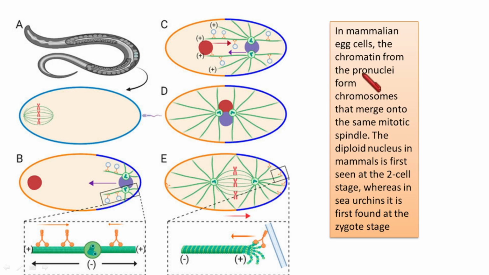So more clearly we understood that in mammalian egg cells, the chromatin from the pronuclei condenses to form chromosomes and merges with the mitotic spindle. And the diploid nucleus in mammals is seen only from the two-celled stage onwards. But in the case of sea urchins, the diploid condition is present from the zygotic stage onwards.